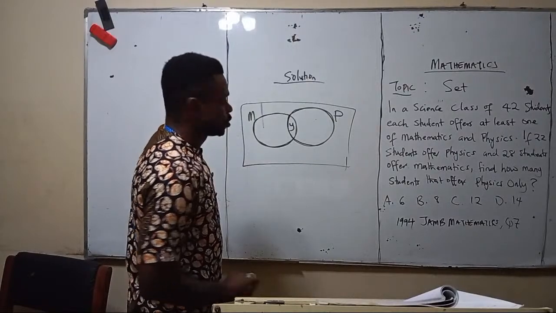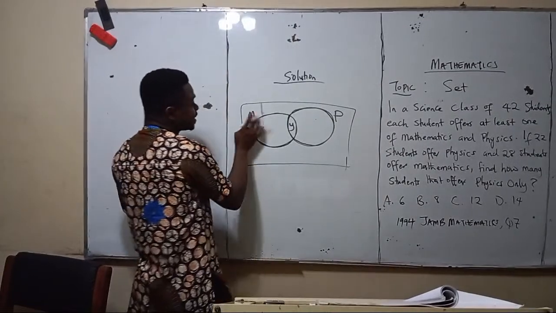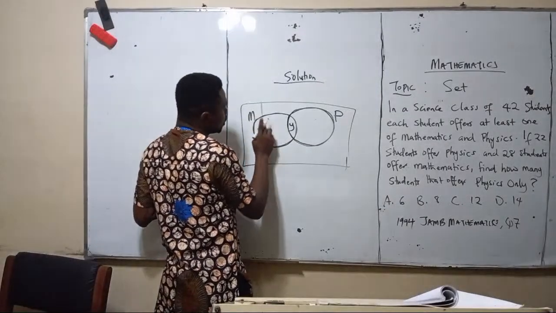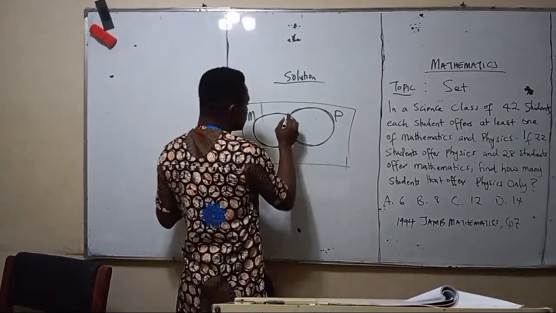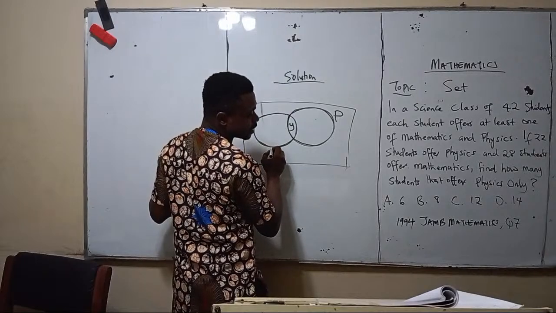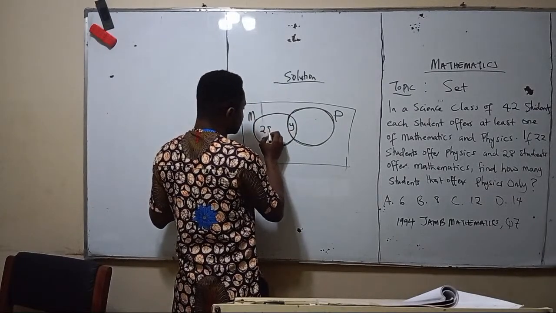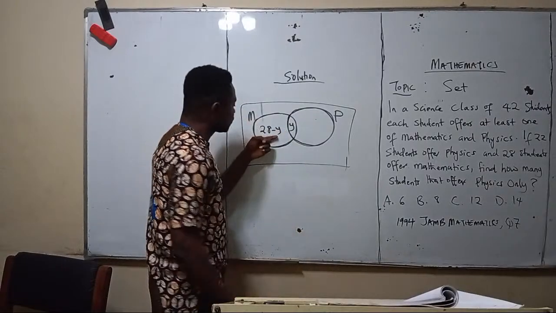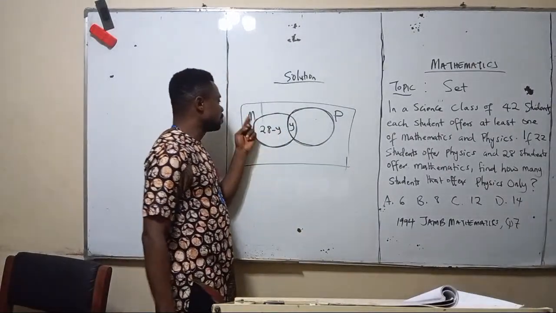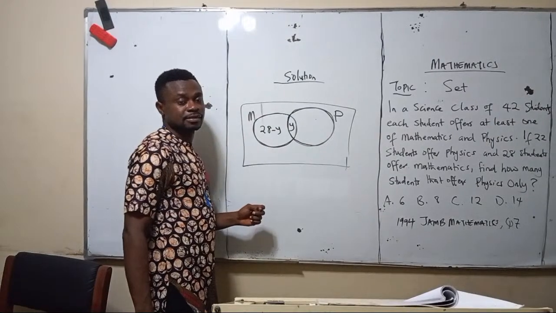So if you want to know the number of students that are doing mathematics alone, it should be this 28 for mathematics minus this Y. So we have 28 minus Y. This is the number of students doing only mathematics.